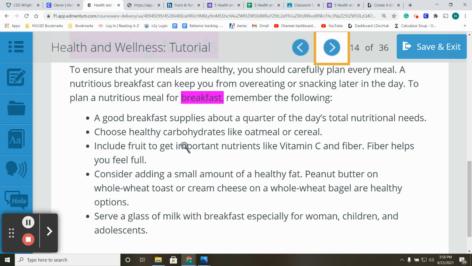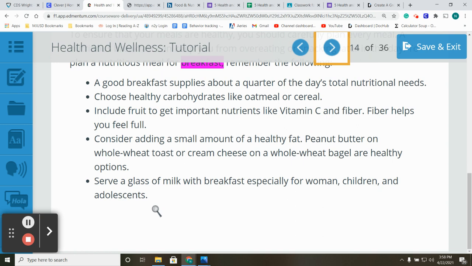Choose healthy carbohydrates like oatmeal or cereal. Include fruit to get important nutrients like vitamin C and fiber. Fiber helps you feel full. Consider adding a small amount of a healthy fat. Peanut butter on a whole wheat toast or cream cheese on a whole wheat bagel are healthy options. Serve a glass of milk with breakfast, especially for women, children, and adolescents.